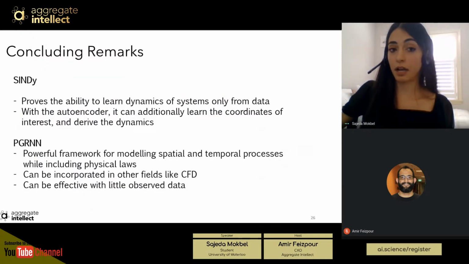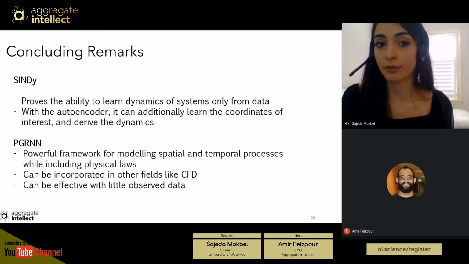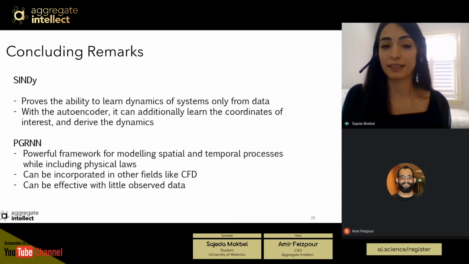I think I can add my concluding remarks now. So I just briefly presented two different methods that are being used in practice now. And I guess the main takeaway is that the SINDy model with the autoencoder proved the ability to learn dynamics of really highly nonlinear systems based only on data.